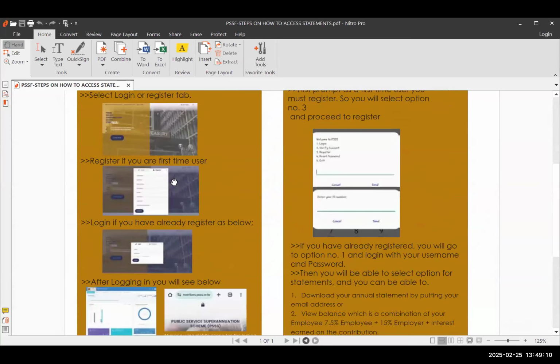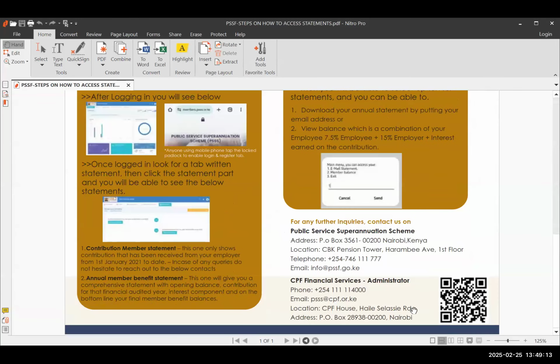But if you find a challenge, for those who are tech savvy, we have a QR code on the bottom right, whereby you can scan that QR code, and it'll quickly direct you to that link on top there. And after going to that link, as I've mentioned before, if you're using an Android or an iOS phone, you have to click a padlock at the middle top there. Once you click that padlock, it will give you an option to either log in as a normal user or register as a first-time user.